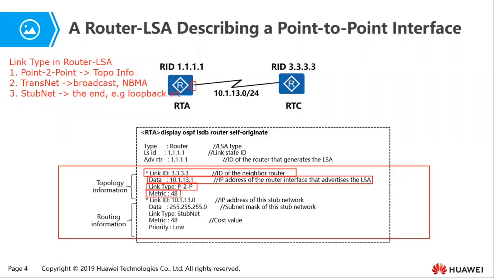Now, the last thing here is the metric. The metric here is simply the cost for that interface. In this case, the metric is 48. So you see, that data can be used to describe the topology information: who you're connected to, on which link, and what kind of link type it is. That's topology information.